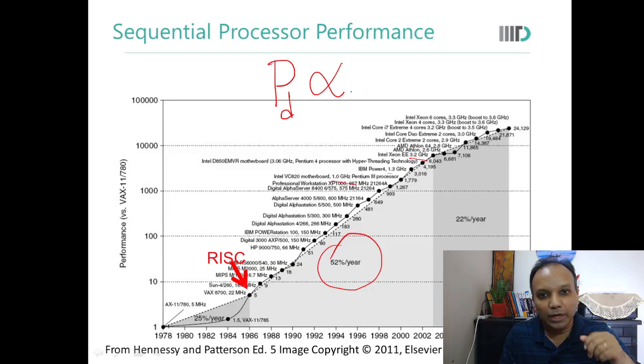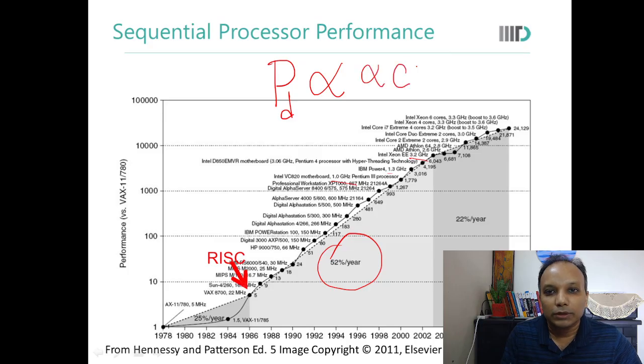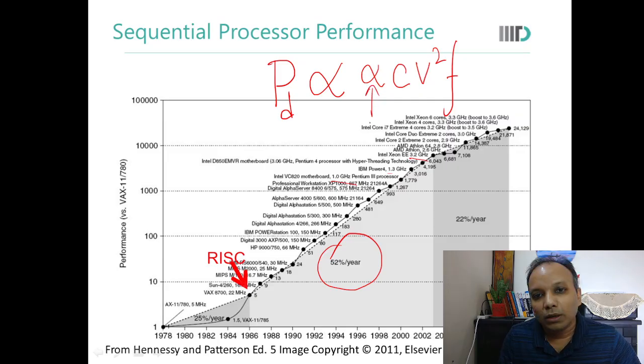So, I am not writing the whole formula, which is called alpha C V square F. So, basically dynamic power depends on this factor called activity: how frequently, or at what portion of your clock frequency, the transistors are switching. Then the capacitance which every switching activity needs to charge or discharge, and V is basically the voltage swing. So, every time you switch from one state to another state, what is the voltage swing you go through.